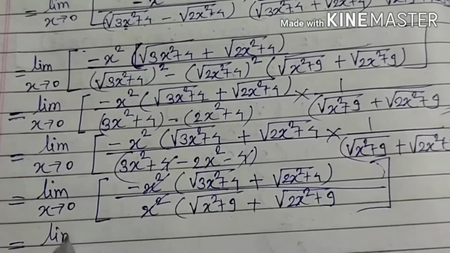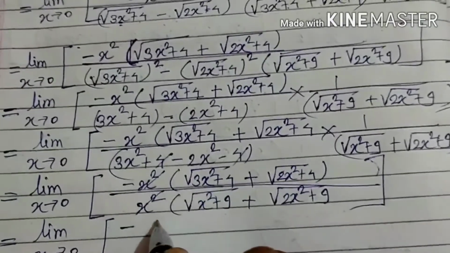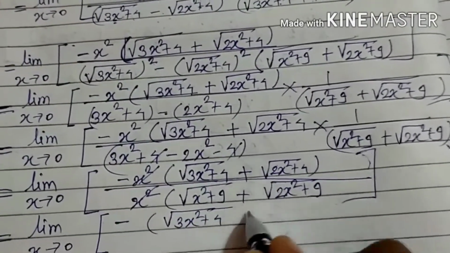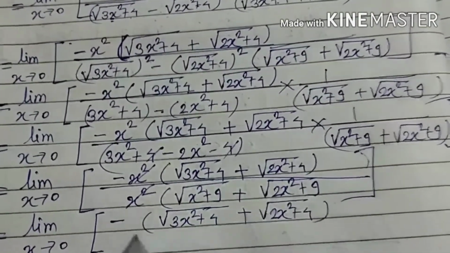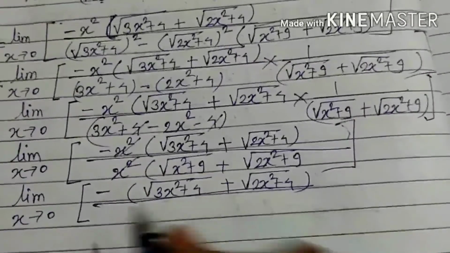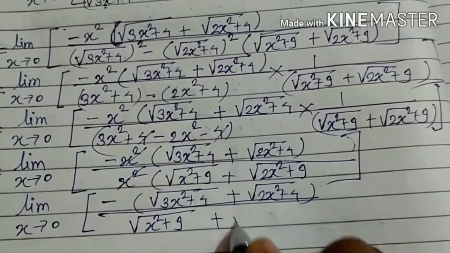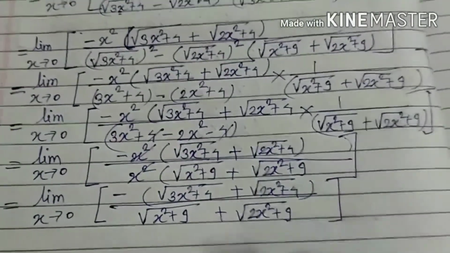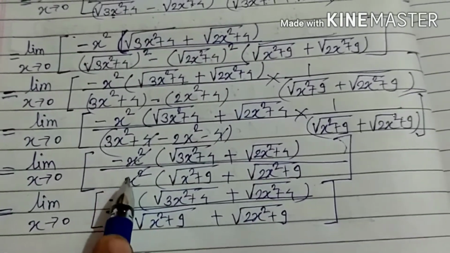So remaining terms are limit x tends to 0, here minus sign, and 3x square plus 4 plus under root of 2x square plus 4 divided by under root of x square plus 9 plus under root of 2x square plus 9. Okay. So in the next step, this x square gets cancelled.